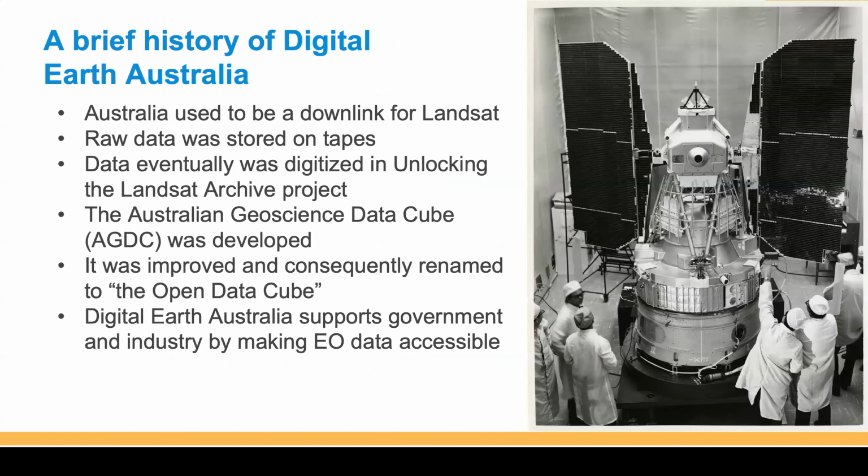Really briefly, Digital Earth Australia's history is that Australia used to be a downlink for Landsat data. Raw data was stored on tapes and put in the deep freeze repository. And eventually there was a project called Unlocking the Landsat Archive, where the tapes were digitized and a bit of software was written in order to make it easier to work with these data. That software was called the Australian Geoscience Data Cube.